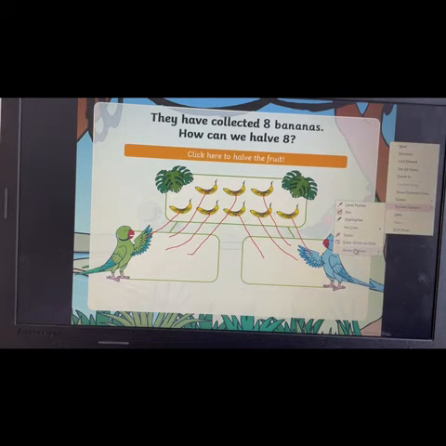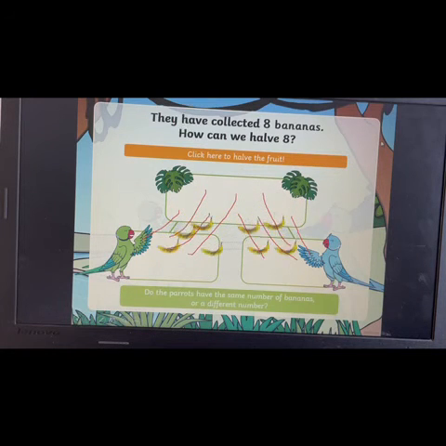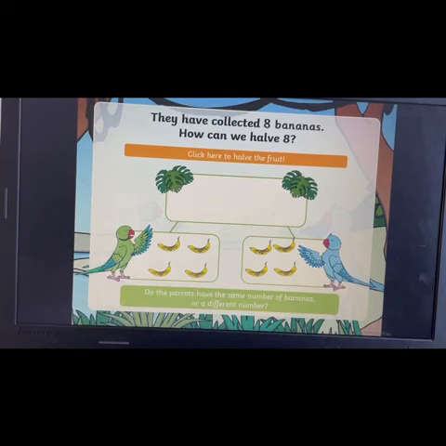How many bananas have they got each? Do you know? What is half of eight? Let's have a look. It's four. Well done. Half of eight is four. Super. And we know it's equal because they've both got the same amount. Penny's got four bananas and Jenny's got... Right, super duper listening, year ones.